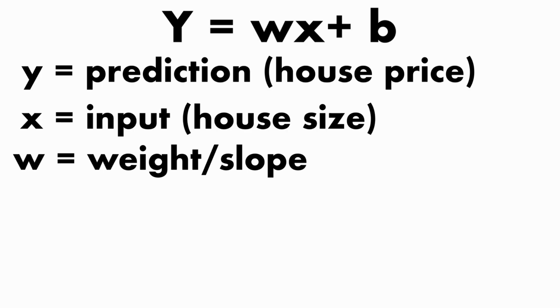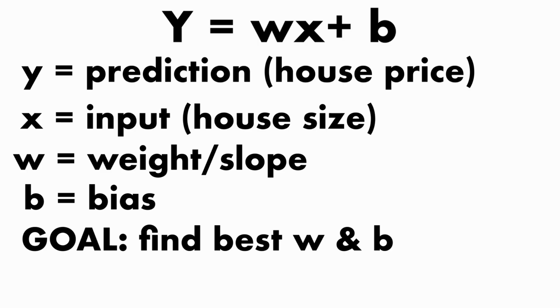W is the weight, or the slope of the line. It tells us how important the input is. For example, how much the price goes up for every extra square foot. B is the bias. It tells us the baseline value. In other words, the baseline price of a house, even if the size was 0. Mathematically, the goal of linear regression is to find the best values for W and B.